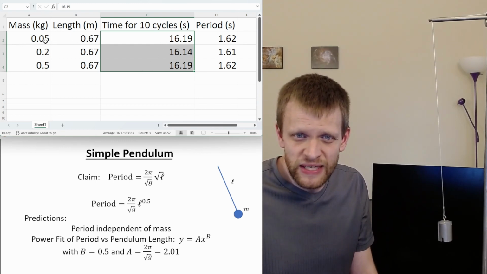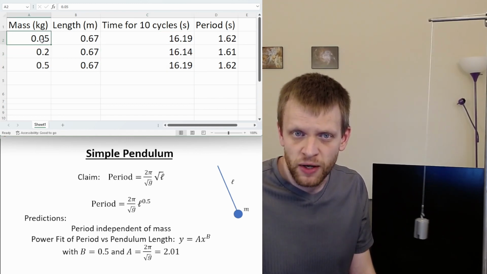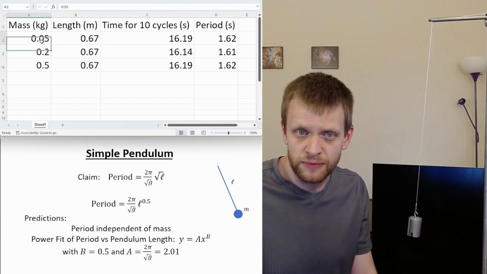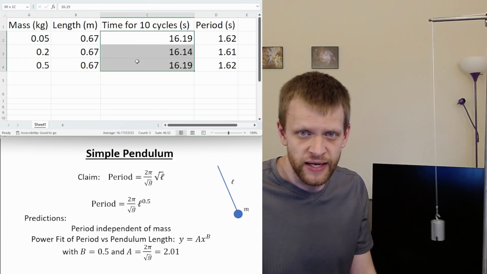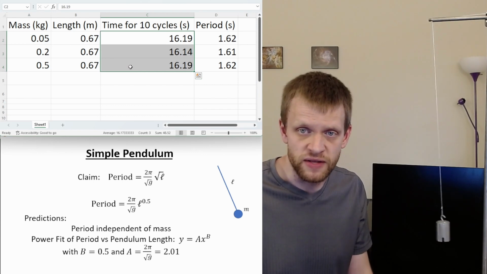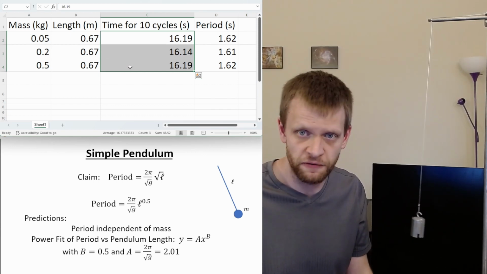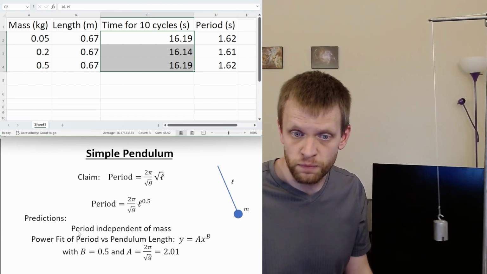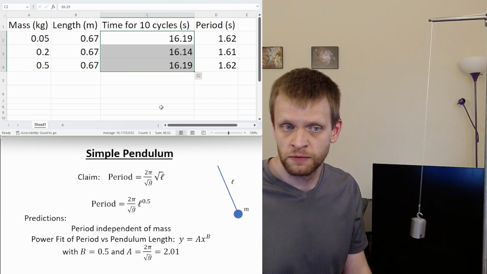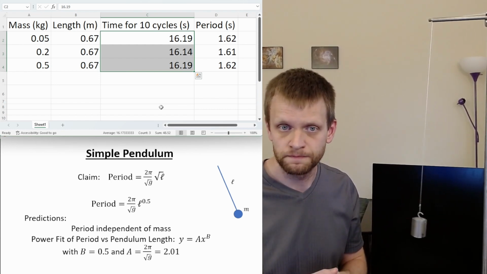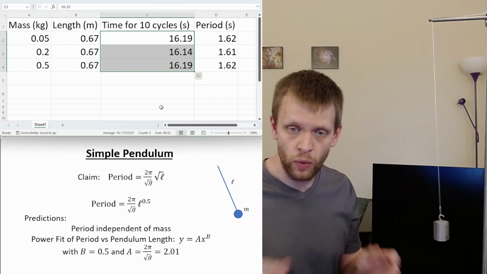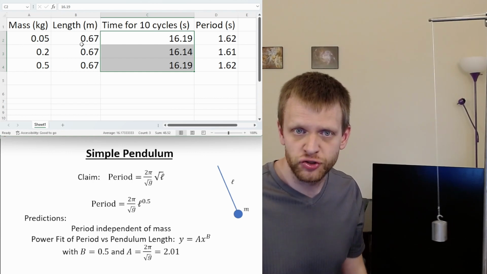But even though we're changing the mass from 50 grams to 500 grams, a factor of 10 change, it did not seem to affect the amount of time it takes to go through 10 cycles. It did not affect the period of the motion. So this first prediction that we had, that the period is independent of the mass, that one seems to hold true. Okay. So what we're going to do next is say, what if I'm changing the length?